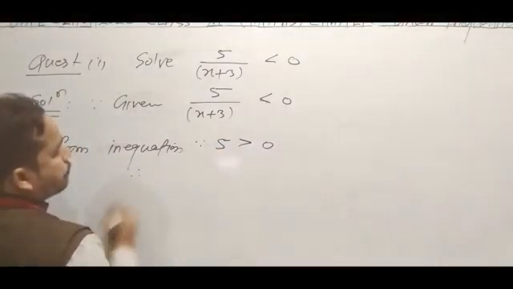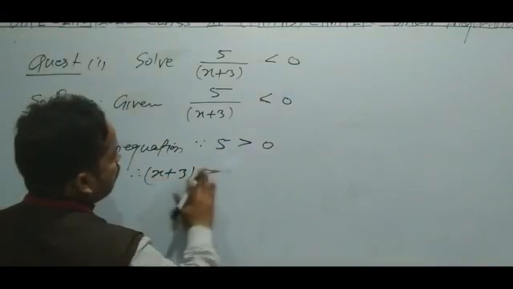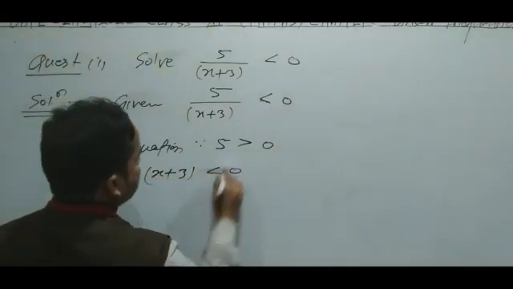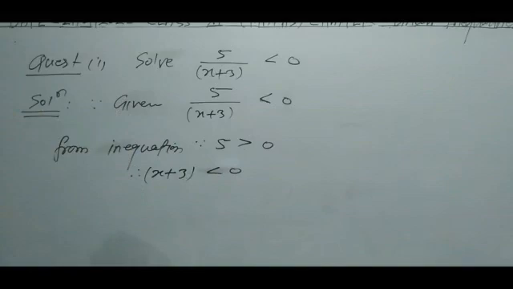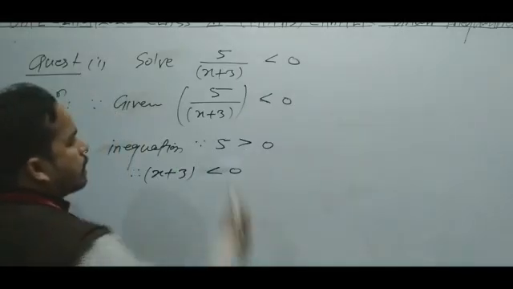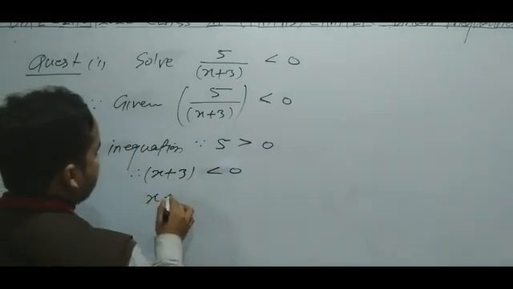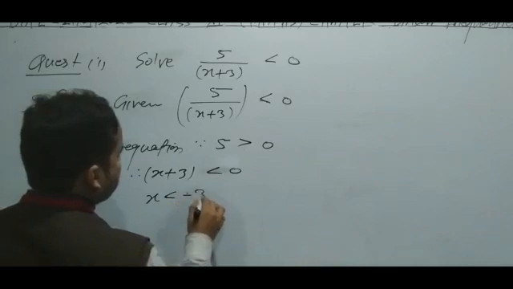Therefore, x plus 3 will be lesser than 0. How? Because this whole quantity is lesser than 0. This is greater than 0, so this will be lesser than 0. Now what can we write? We can write x is lesser than minus 3.